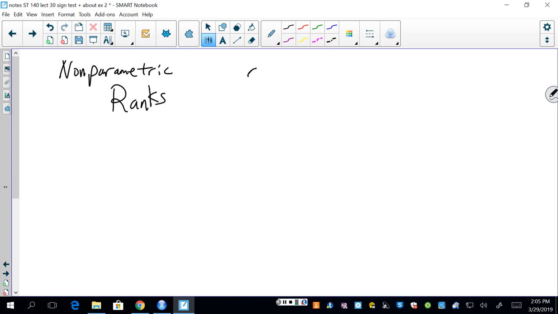We have a bunch of data, D1, D2, Dn, and you put them in ascending order and say what rank is each, which is the smallest, which is the second, and so on. The ranks for n observations is just one through n. It doesn't have a big outlier on either side. It's uniform. It's one to n. So it's kind of free from that.